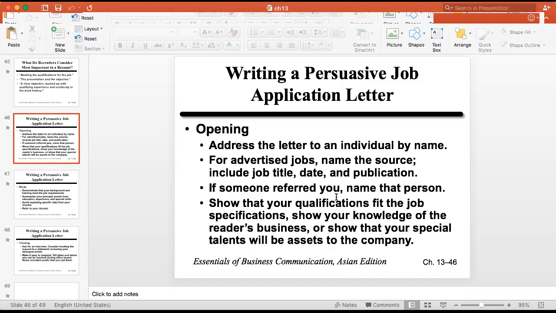So you can say that your friend has been working with you or with your organization for this long time, and she told you about a vacancy in your IT department or your computer science department, whatever. Show that your qualification fits the job specifications, show your knowledge of the reader's business, or show that your special talent would be an asset to the company. Asset means asasa hona, ठीक है?